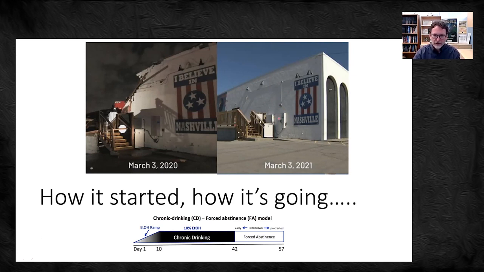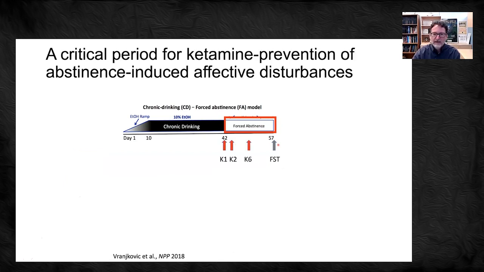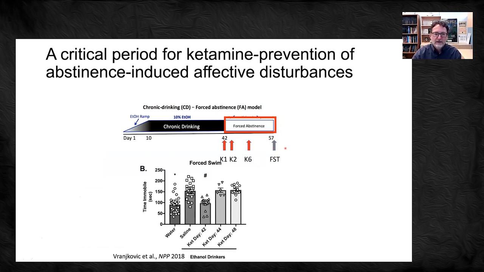And so with this in mind, we designed a different approach to this study where instead of giving the ketamine immediately before the behavioral task, we gave the ketamine at different windows during forced abstinence and then examined the behavior that emerges during forced abstinence. And we observed an interesting outcome, which was that if we gave ketamine right at the onset of abstinence, we prevented the development of the depression-like phenotype that emerged 2 weeks later.